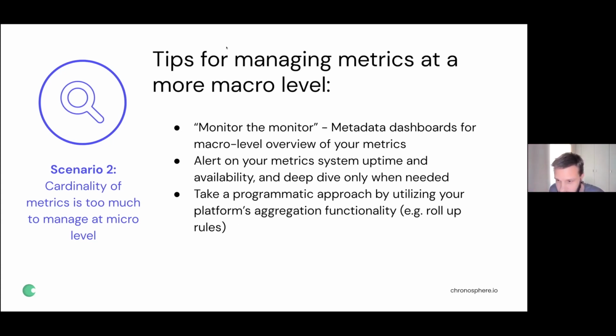So for instance, with the open source project M3, and obviously, things that use that, I run a platform called Chronosphere. We have the ability to say, I want to take out the pod label for anything that matches this type of metric. And that can help create step level functions of savings.